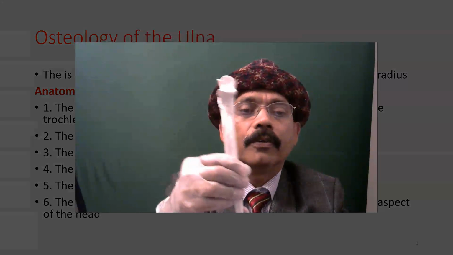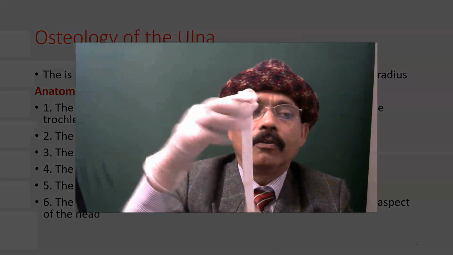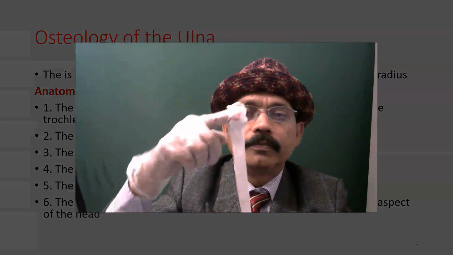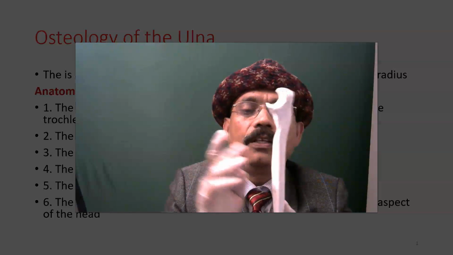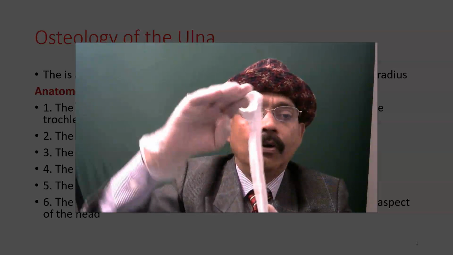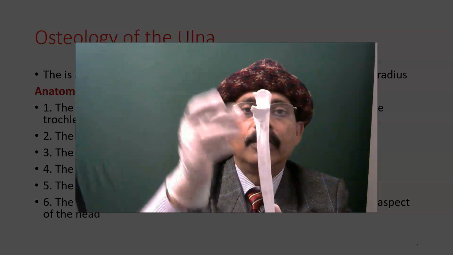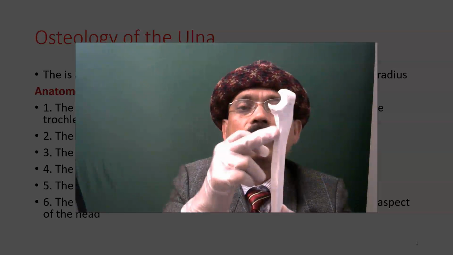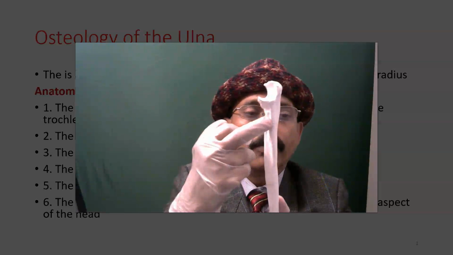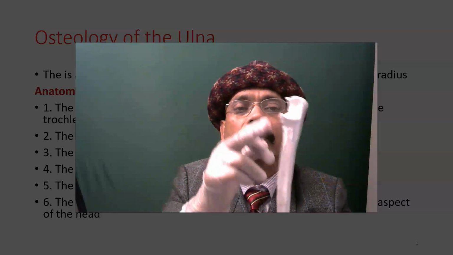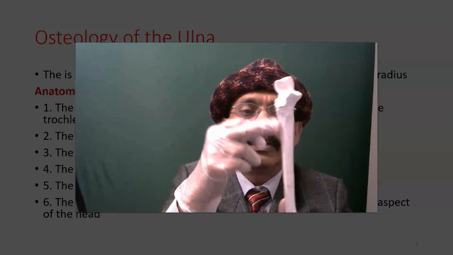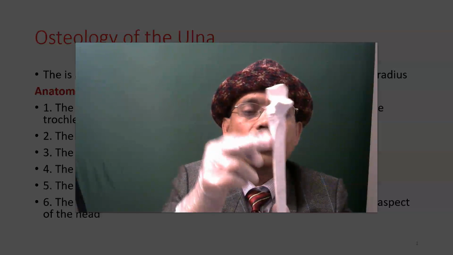Okay. So this is the trochlear notch. This is the radial notch. This is laterally. This is the interosseous border. The olecranon process, and this is the coronoid process. Just under it, in the lower part, we get the ulnar tuberosity. This is the radial notch. You'll get the supinator crest here.